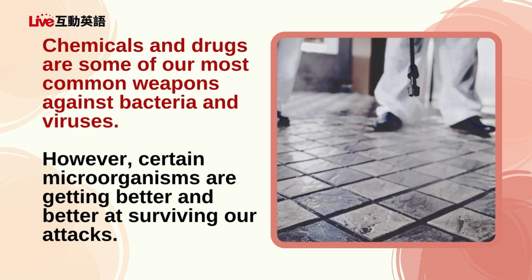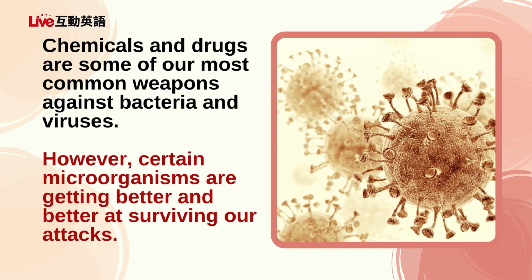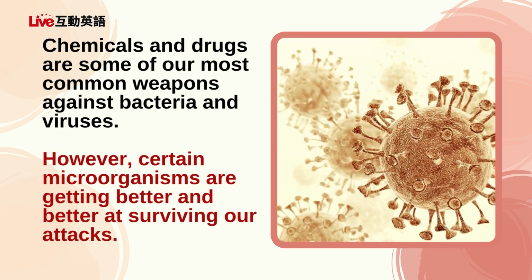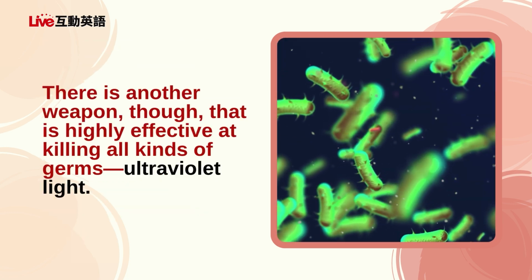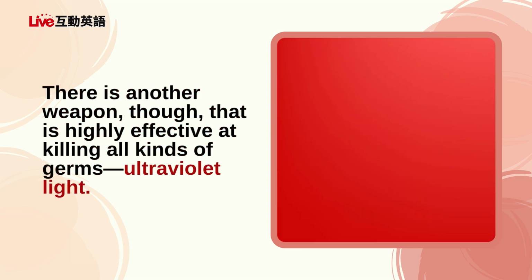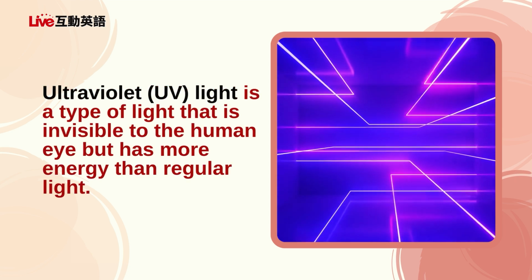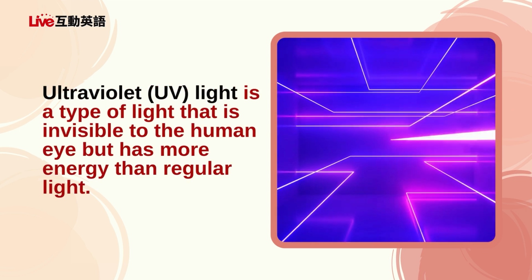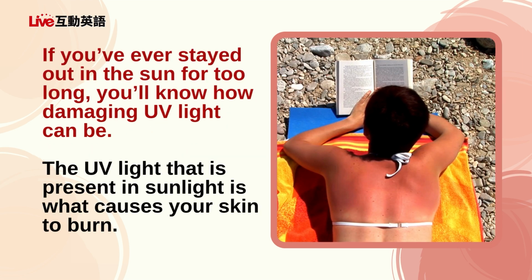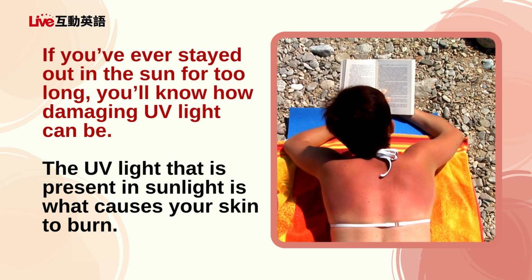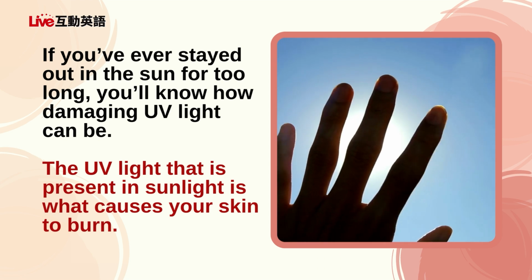Chemicals and drugs are some of our most common weapons against bacteria and viruses. However, certain microorganisms are getting better and better at surviving our attacks. There is another weapon, though, that is highly effective at killing all kinds of germs: ultraviolet light. Ultraviolet, UV light, is a type of light that is invisible to the human eye, but has more energy than regular light. If you've ever stayed out in the sun for too long, you'll know how damaging UV light can be. The UV light that is present in sunlight is what causes your skin to burn.